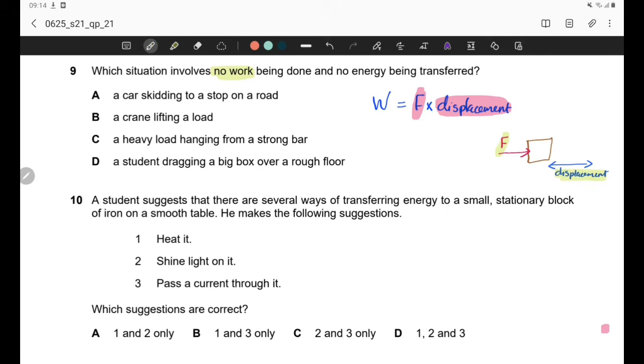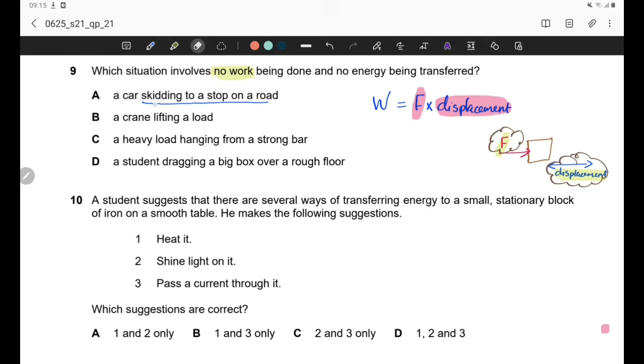So two important conditions for work to be done are: there must be a force and there must be a displacement. So let's check each option, whether they satisfy both conditions, then we can say the work has been done. So option A says a car skidding to a stop on a road. There must be a frictional force, and the car is skidding, that means the car is moving. So both conditions are satisfied here. That means in the case of option A, work has been done. So A is not the correct answer.